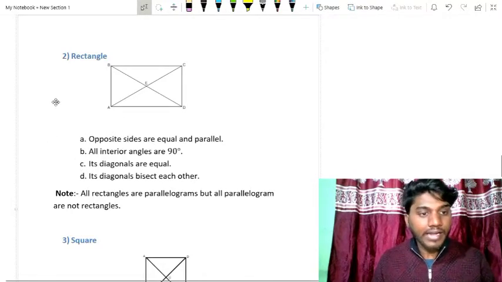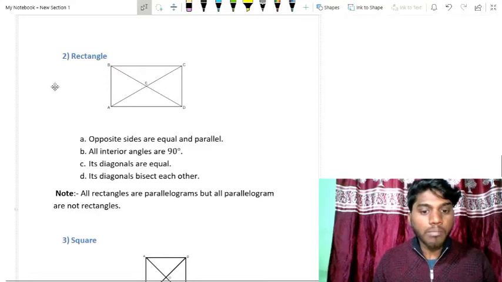Now we can say all rectangles are parallelograms, but all parallelograms are not rectangles. A rectangle is a special case of a parallelogram.